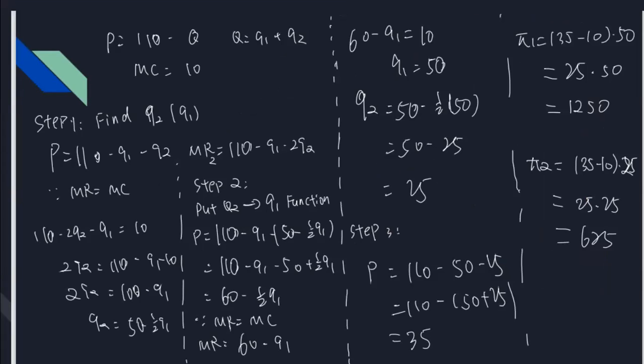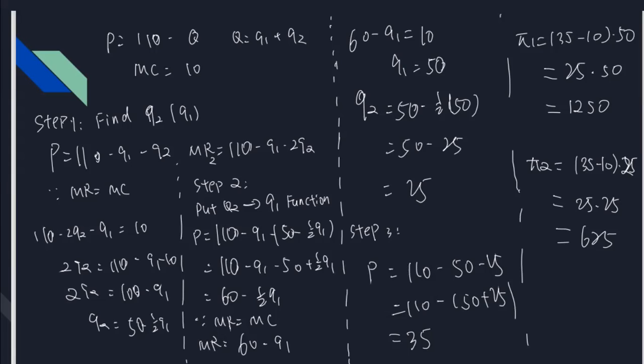Now, step 1, we find Q2 rather than Q1. So P equals 110 minus Q1 minus Q2, where we expand Q. And then the marginal revenue of firm 2 doubles the coefficient on Q2 with no change to the constant, which is 110. So it is 110 minus Q1 minus 2Q2. Because marginal revenue equals marginal cost maximizes profit, 110 minus 2Q2 minus Q1 equals 10. So 2Q2 equals 110 minus Q1 minus 10, and then Q2 equals 50 minus a half Q1.